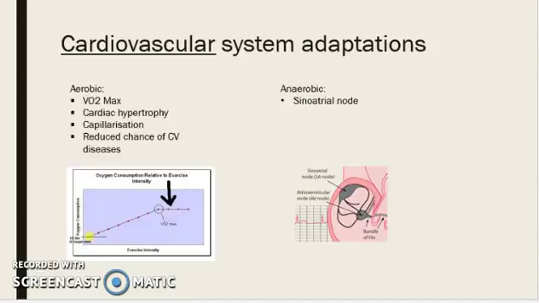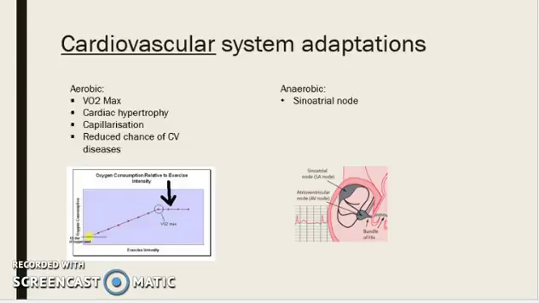There are different adaptations to help with your specific sport, and they only work if you train them. There are different ones for anaerobic and aerobic. So for each system there are likely to be adaptations, aerobic or anaerobic.